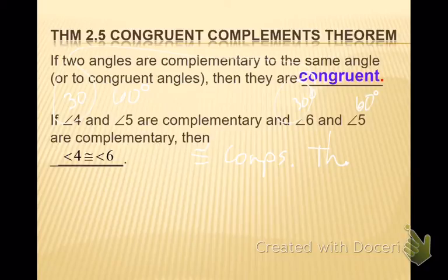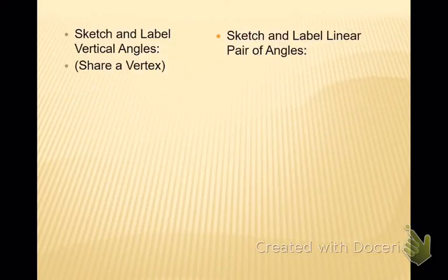So, if I know that angle 4 and angle 6 are both complements to angle 5, then they have to be congruent. So I can just say 4 and 6 are congruent, and it's because of the congruent complements theorem. We'll put that to use in just a second.